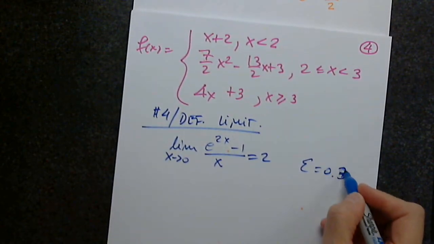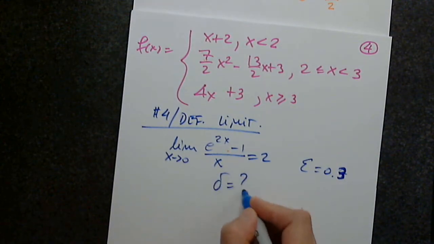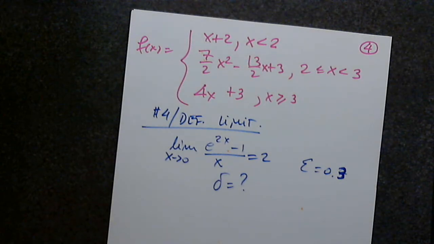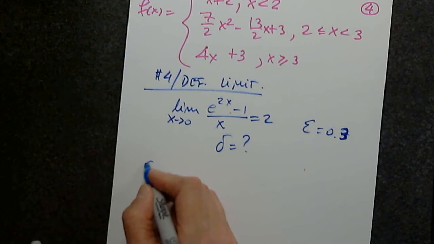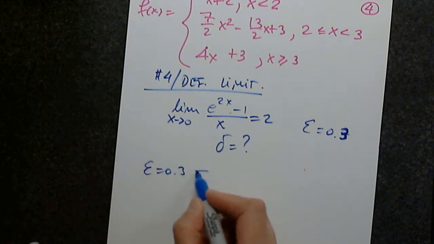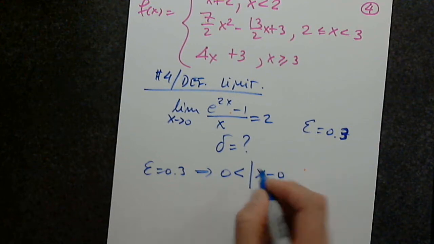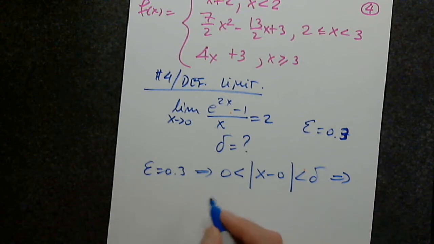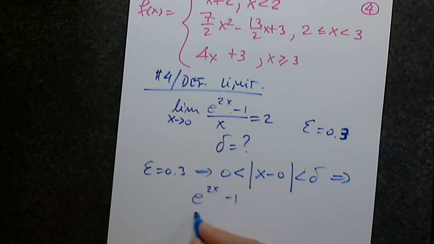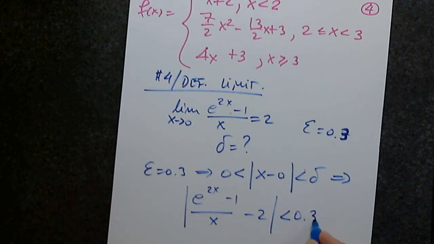Okay, so we're asked to find delta for epsilon being 0.3. So we know that for every epsilon, in this case for epsilon equals 0.3, I will find the delta such that absolute value of x minus 0 less than delta will imply absolute value of e to 2x minus 1 over x minus 2 is less than 0.3.